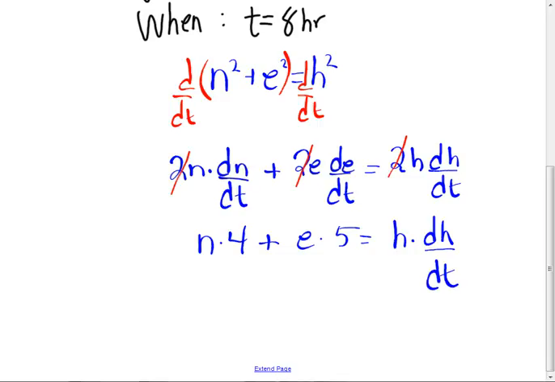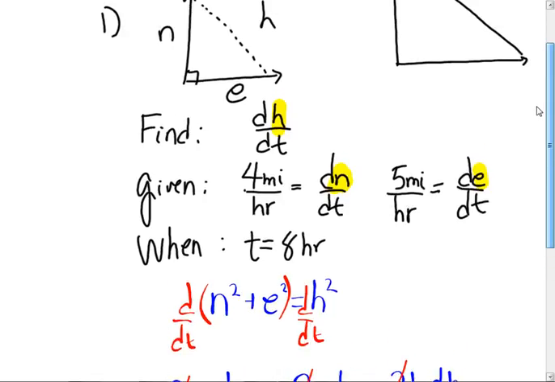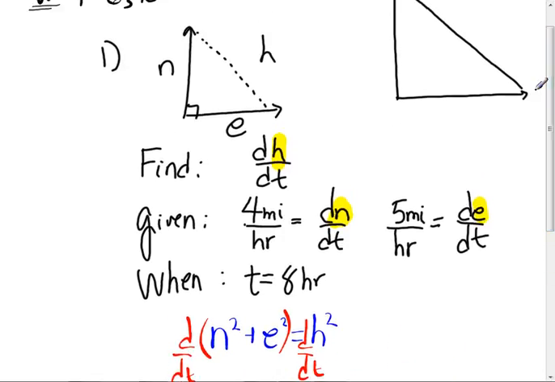But you know what? I know how fast they're walking. And I know they're going to walk for 8 hours. So if you walk for 8 hours and you are traveling at 4 miles per hour, how far have you gone? 32 miles. And if you're going east at 5 miles per hour for 8 hours, you've gone how many? 40.